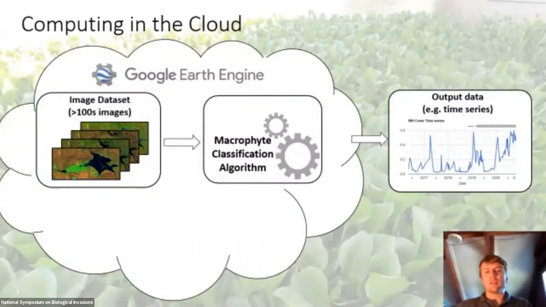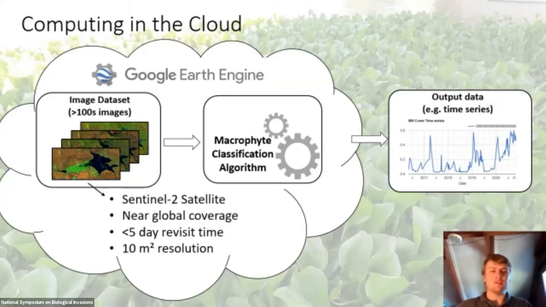Now, the real strength of an algorithm like this is when you apply it in a cloud computing environment. And so I use Google Earth Engine, which is an open source service provided by Google, which allows researchers to analyze hundreds and sometimes thousands of images in a data set and to apply your methodology to those images and then get an output at the end of it.